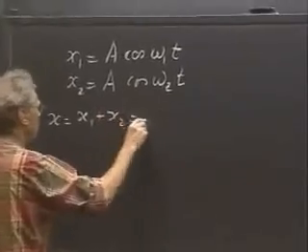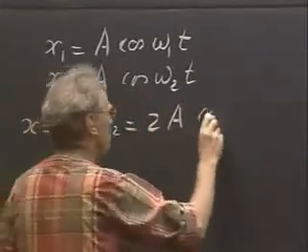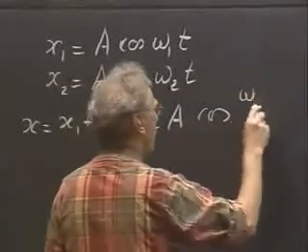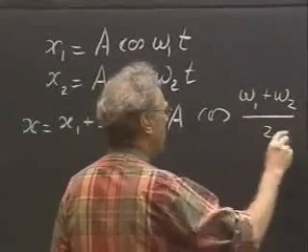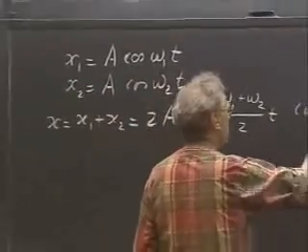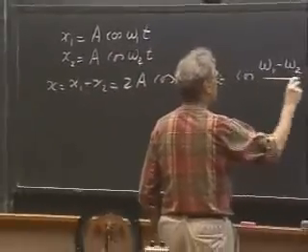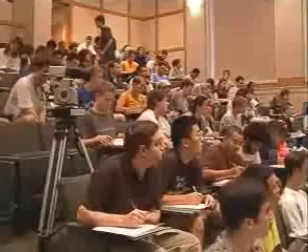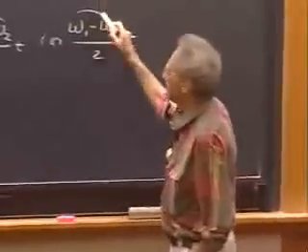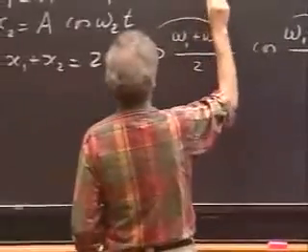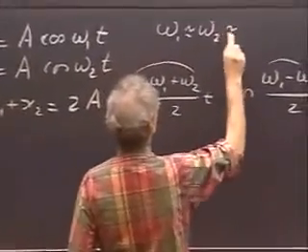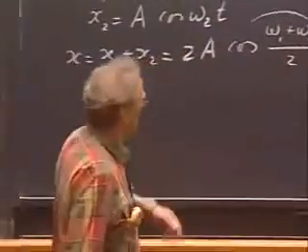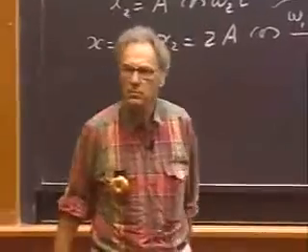x1 plus x2, you get 2A times the cosine of half the sum, omega 1 plus omega 2 divided by 2, times t, times the cosine of half the difference. And when you look at this, you have here a frequency which is high compared to this frequency. You can best see that if omega 1 is very close to omega 2, and you could simply replace that by omega, then this is simply saying cosine omega t.